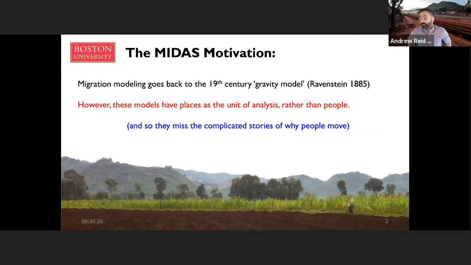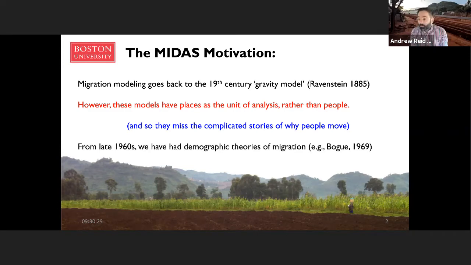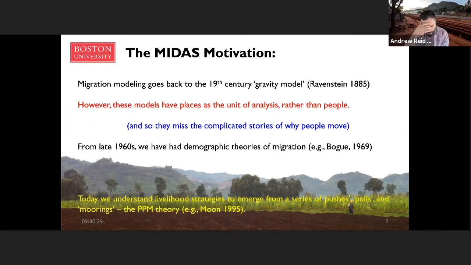People differ in resources that they have, aspirations, they differ in how they perceive things around them, they differ in their risk preferences, and we can't capture that unless we move to people as the unit of analysis, which we're really now well situated to do. We have more than half a century of strong demographic theory that places people as the central unit looking at migration.